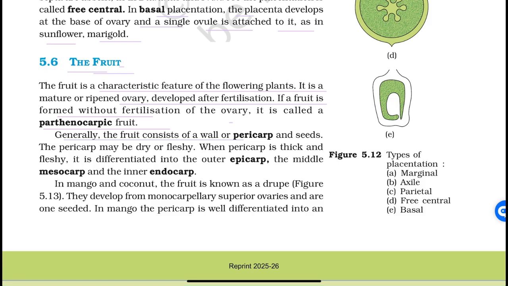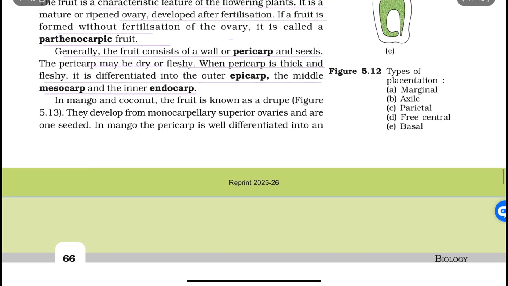Generally, the fruit consists of a wall or pericarp and seeds. The pericarp may be dry or fleshy. When the pericarp is thick and fleshy, it is differentiated into outer epicarp, the middle mesocarp, and the inner endocarp. In mango and coconut, the fruit is known as drupe. They develop from monocarpellary superior ovaries and are one-seeded.